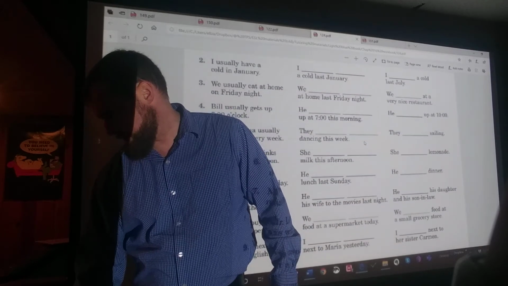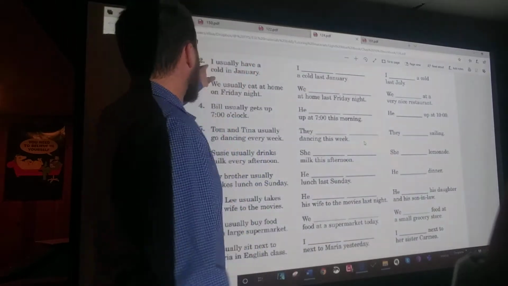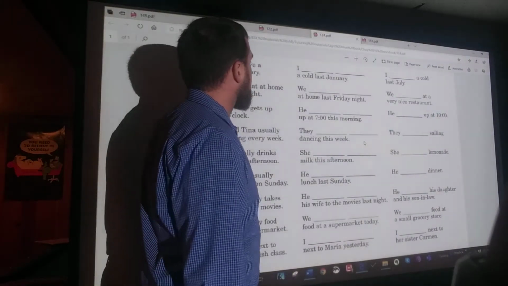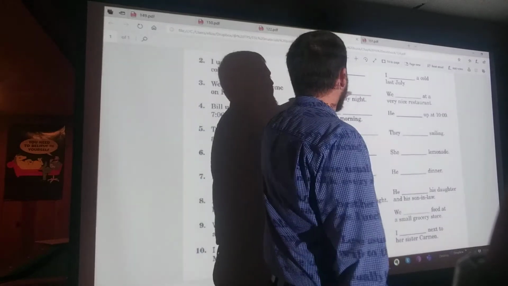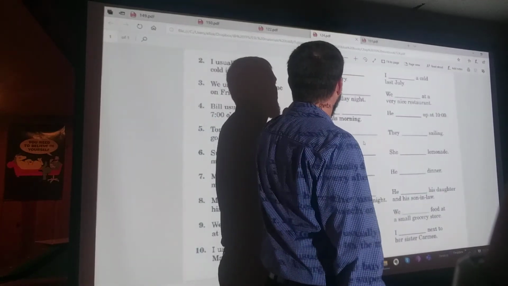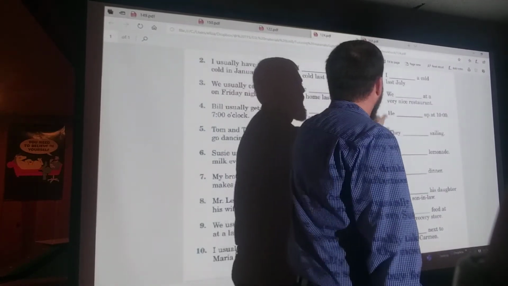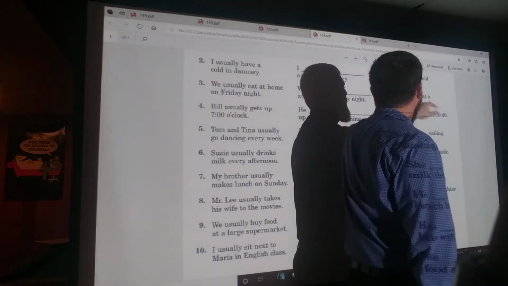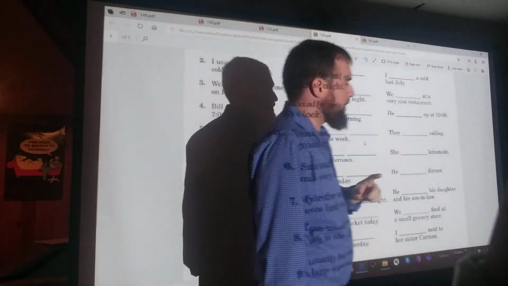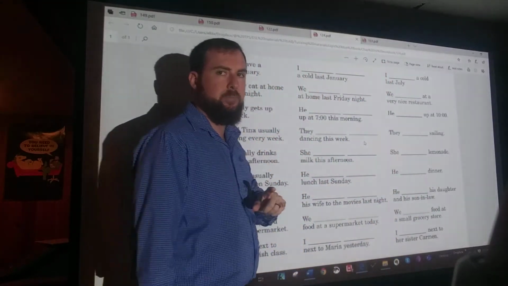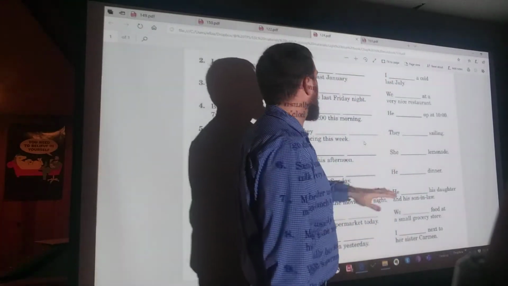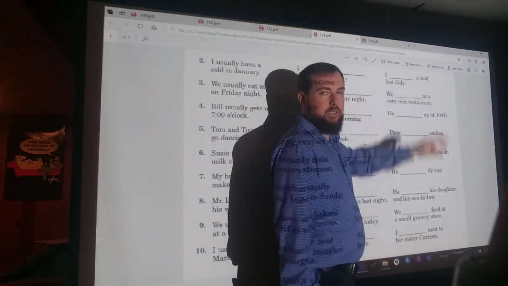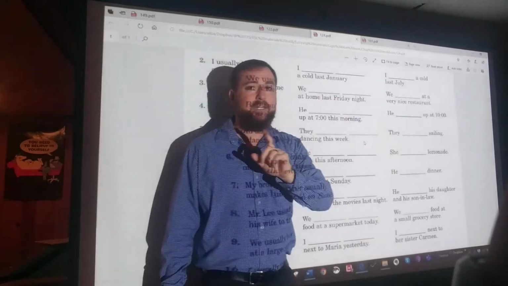So starting with number 2. Number 2. I usually have a cold in January. I didn't have a cold last January. I had a cold last July. I spelled them all for you last time. I'm not going to spell every single one this time, but make sure you pay attention. Make sure you wrote have here and had here. Those are different words. They are not interchangeable.